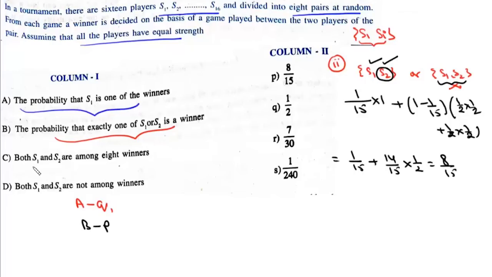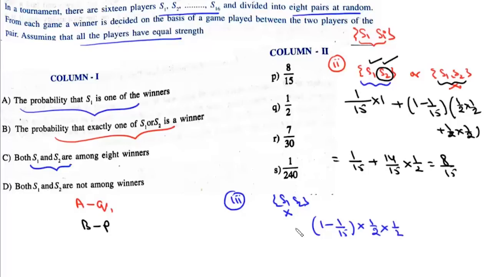Now the third case is that both S1 and S2 are among the 8 winners. They cannot be among the 8 winners if they are paired opposite each other. So in this third case it is clear that S1 and S2 must not be paired against each other. This probability that they are not paired against each other is 1 minus 1 by 15 into, now S1 must win, so 1 by 2, and S2 must also win, so 1 by 2. So this probability will be 14 by 15 into 1 by 4, which is 7 by 30. So this C matches with R.